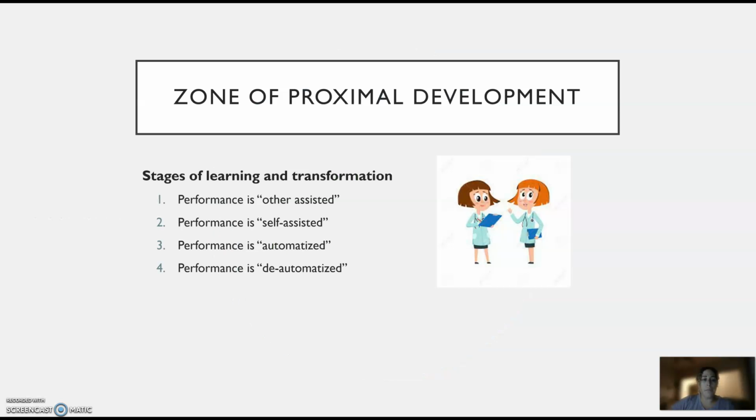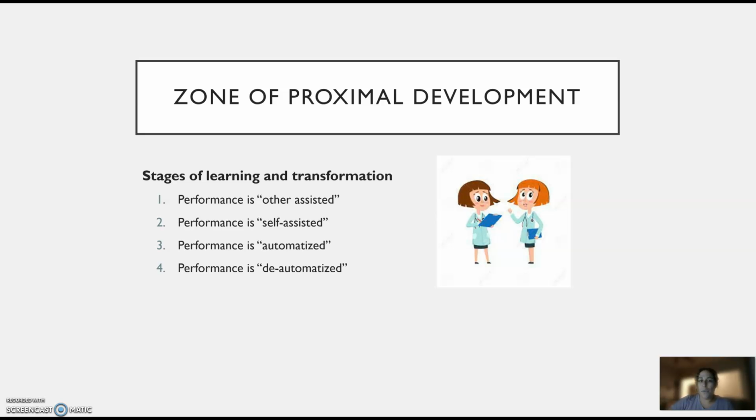Within the zone of proximal development, there are 4 stages of learning and transformation. The first stage is performance that is considered other-assisted. That means that a more capable individual, such as a teacher, a peer, or an expert, is assisting the learner. In the second level, the performance is considered self-assisted. This is self-regulated and self-directed learning. The third stage is when performance is automatized, and this is when learning is internalized and consistent with reliable performance in place. Skills at this level are largely unconscious, and this is where most professionals perform.